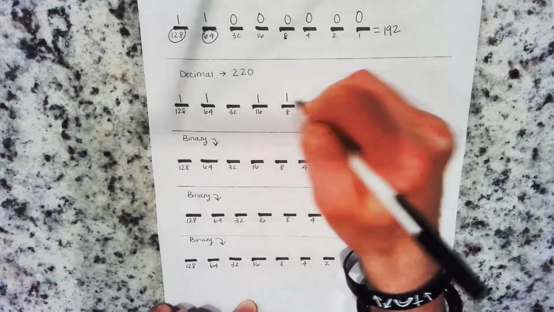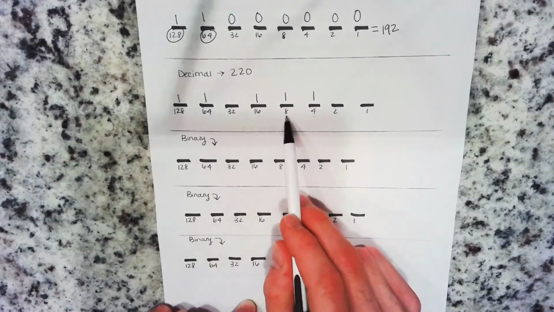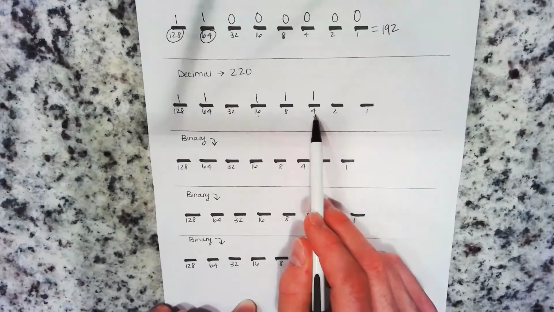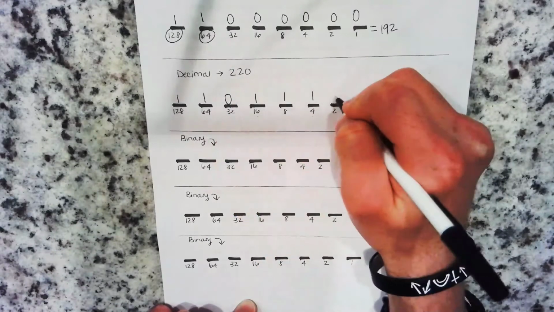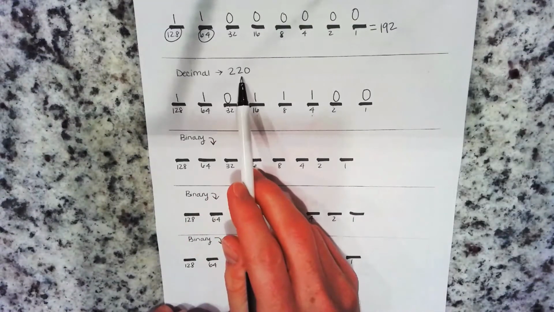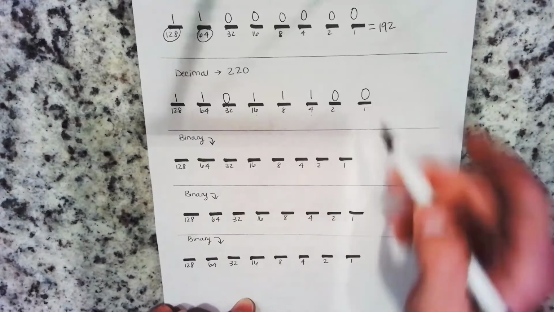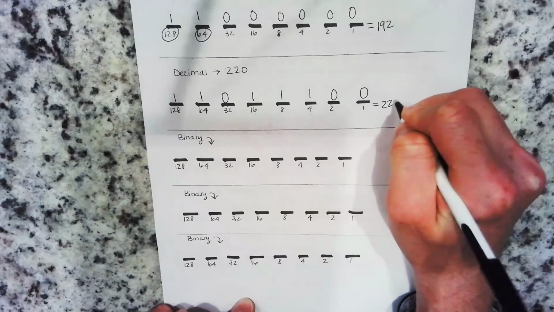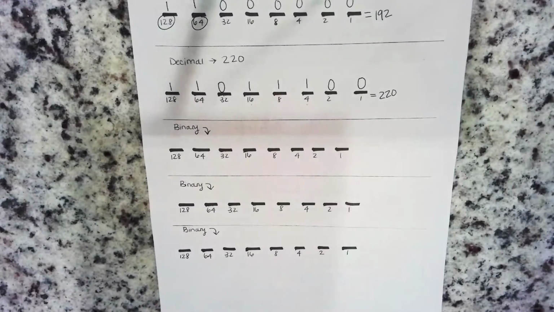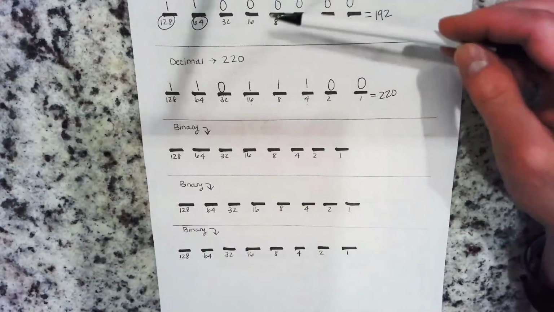So 128 plus 64 is 192. If we add 8 more, we get 200. We add 16 more, we get 216. We add 4 more, we get 220. And then we can fill back in with zeros right there. So our answer in binary for the decimal representation of 220 is 11011100, and that equals 220. All right, so we've just done several examples of going from decimal to binary.